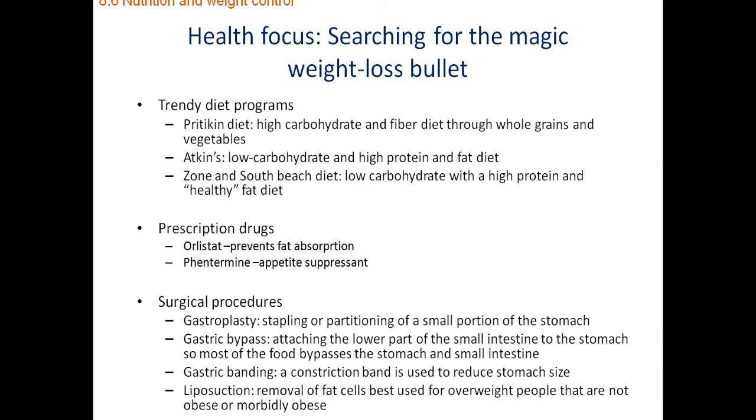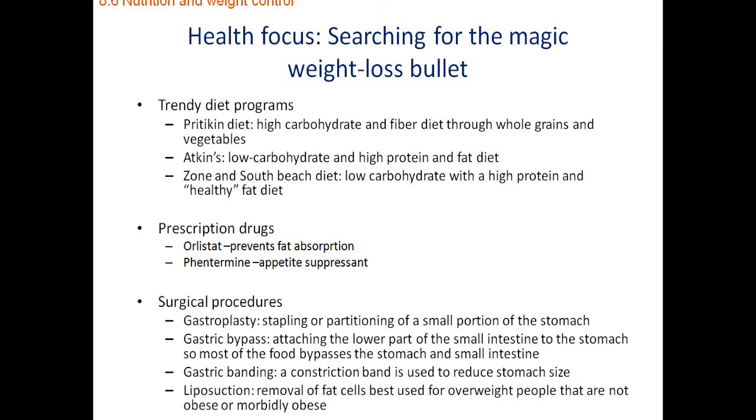Now there are some prescription drugs. Another diet out there right now is the paleo diet. For prescription drugs, there's Orlistat. Orlistat prevents you from absorbing your fat. It can cause lots of diarrhea. Shouldn't giggle, but it would. And then there's Phentermine.